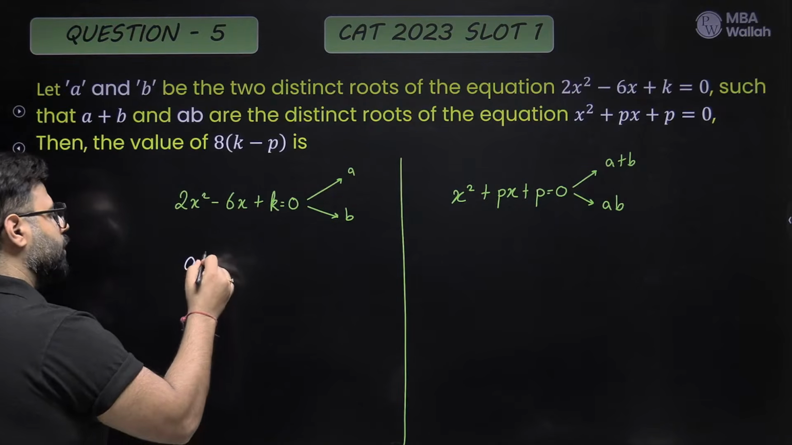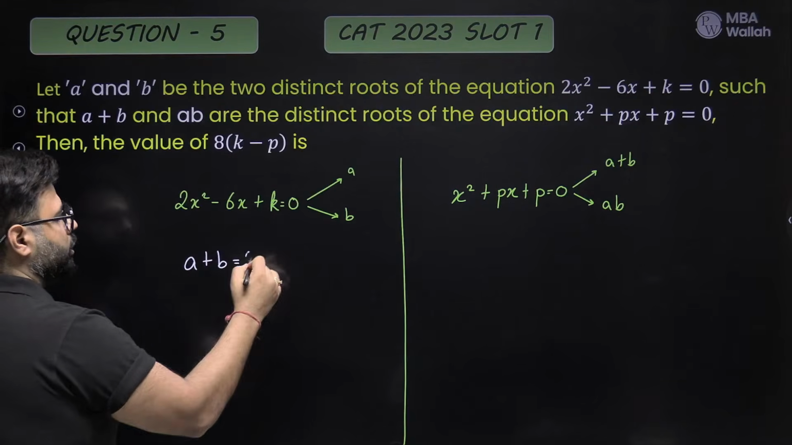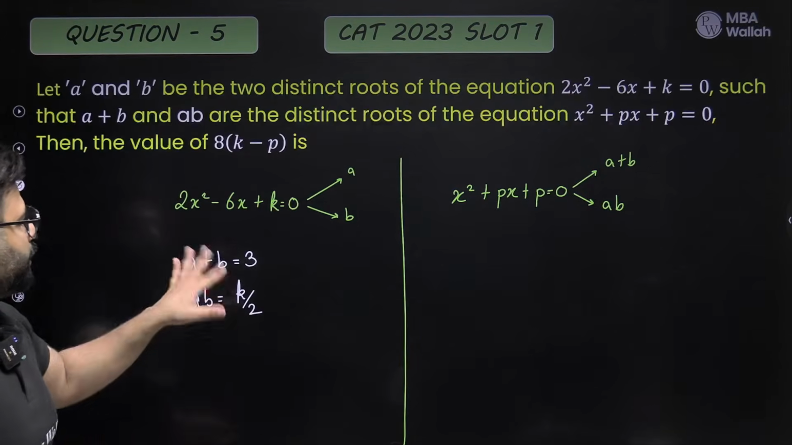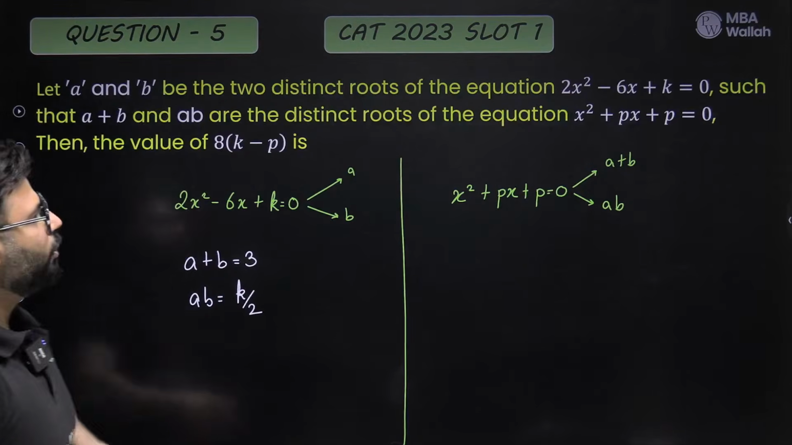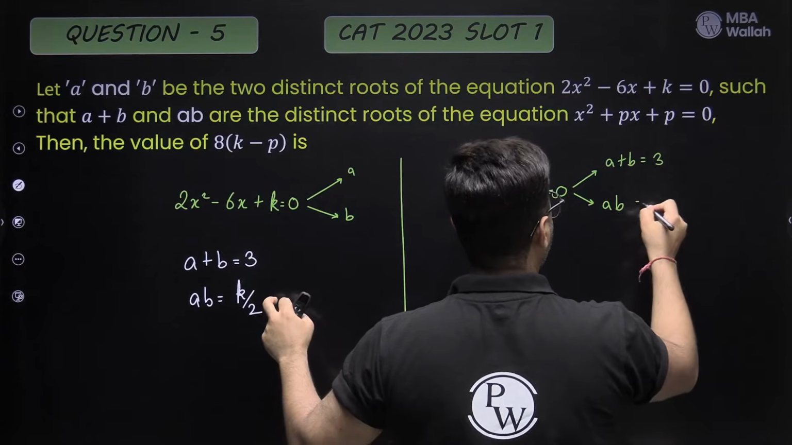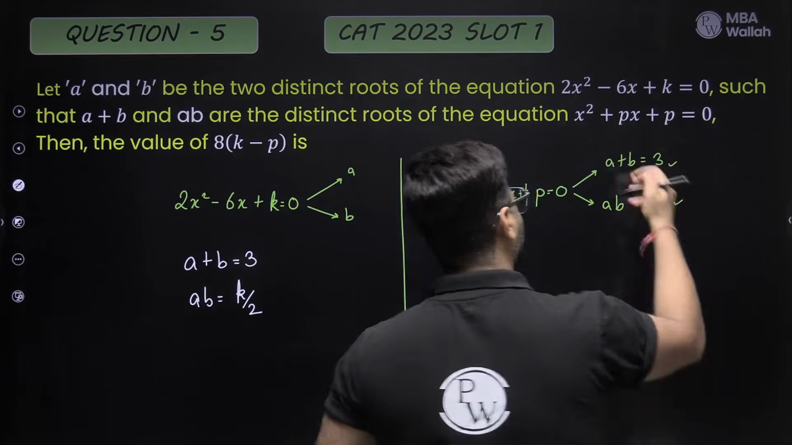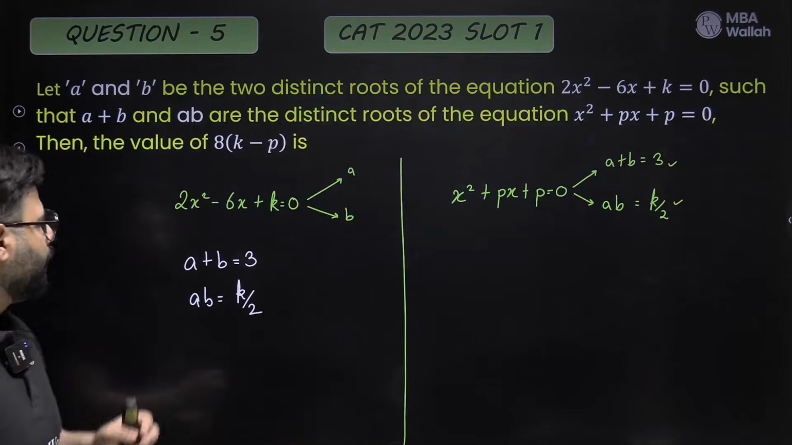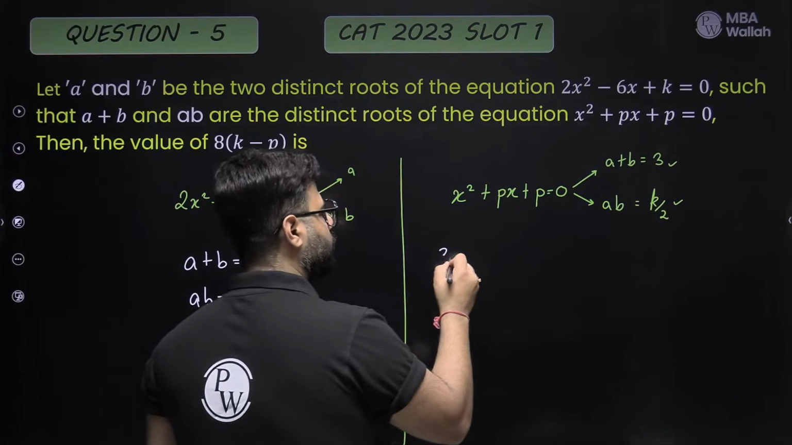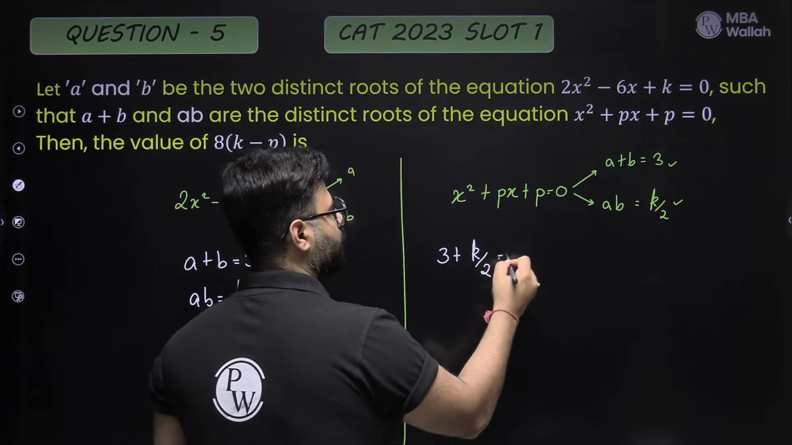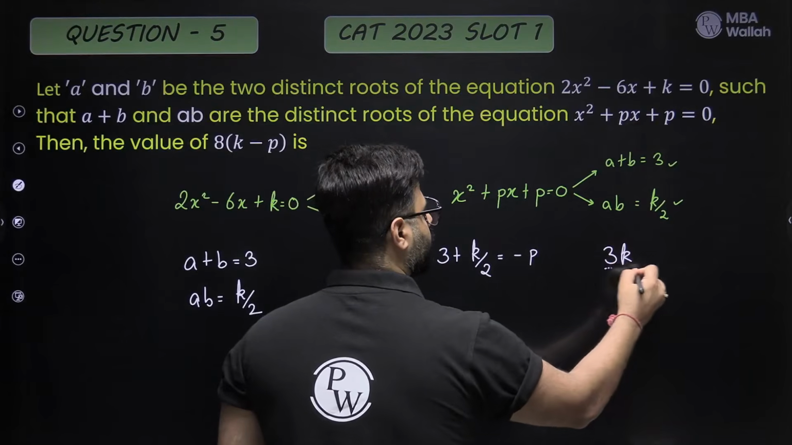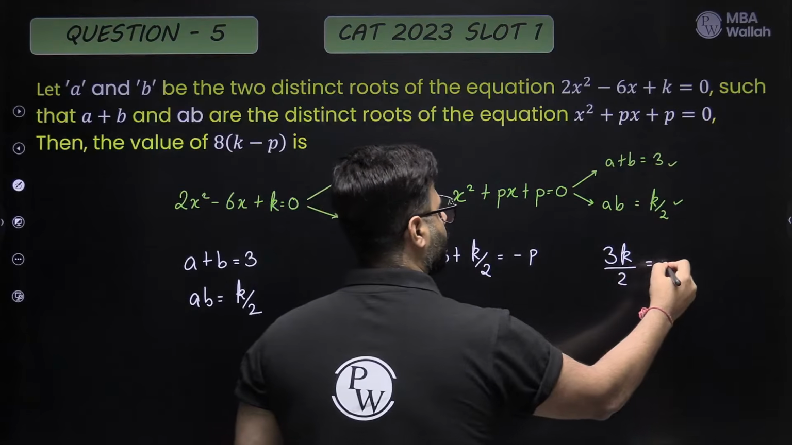So what do we have here? We have a plus b equals minus b by a, that's 6 by 2, which is 3, and then the product of the roots ab, which is k by 2. Comfortable? So I know a plus b is 3, ab is k by 2. So now I have the roots of this equation: it has the roots 3 and k by 2. Now we'll consider these two rather than a plus b and ab. Now, sum of roots here: 3 plus k by 2 is equal to minus b by a, that's minus b, and the product of the roots, 3k by 2, is equal to p.